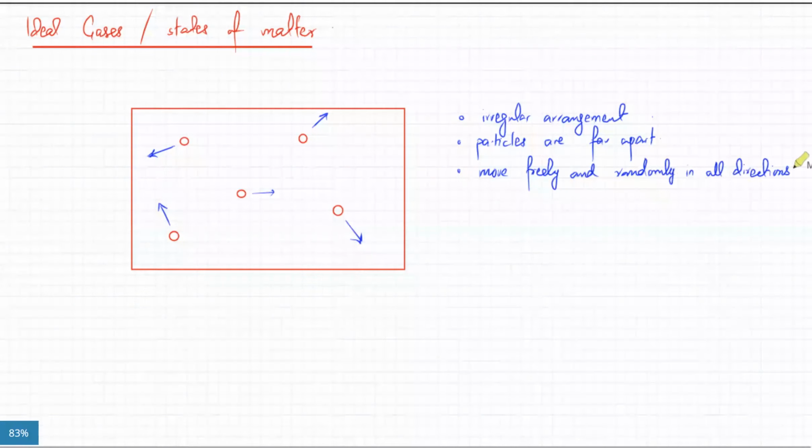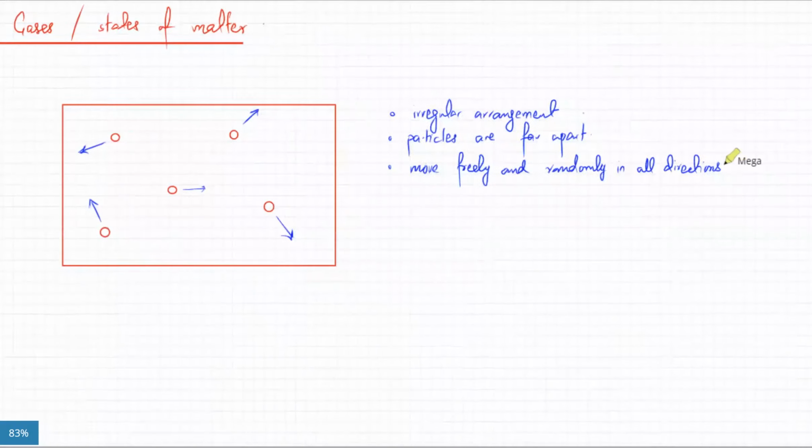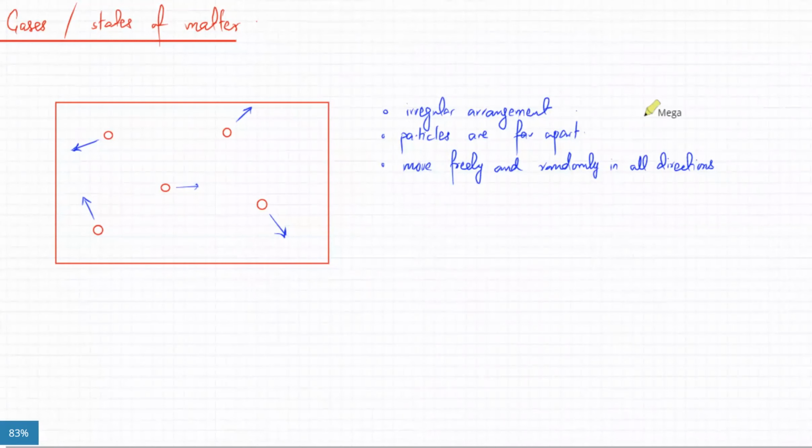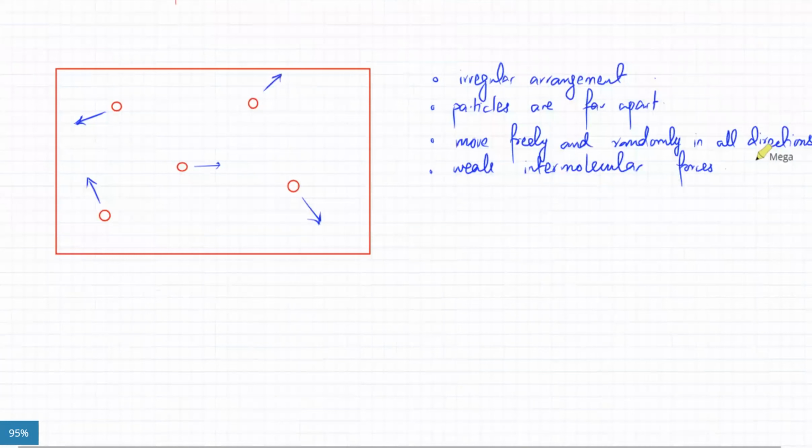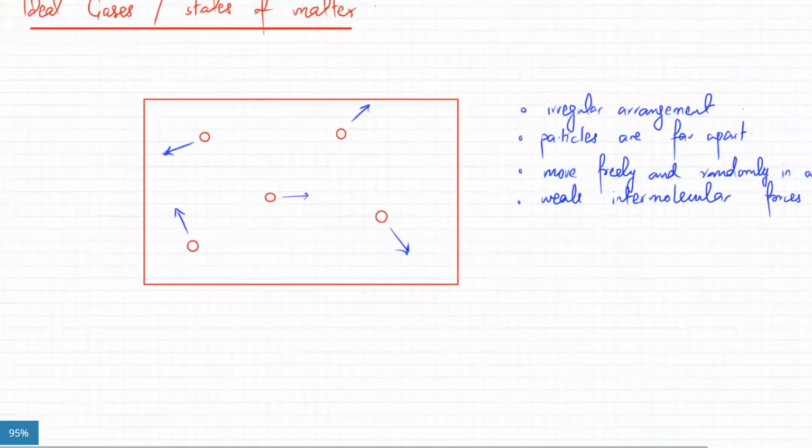What else did you study in O-levels about gases? They have weak intermolecular forces, so they don't really attract each other with a strong force. We studied all of these things when we talked about gases. So this is what a gas looks like.